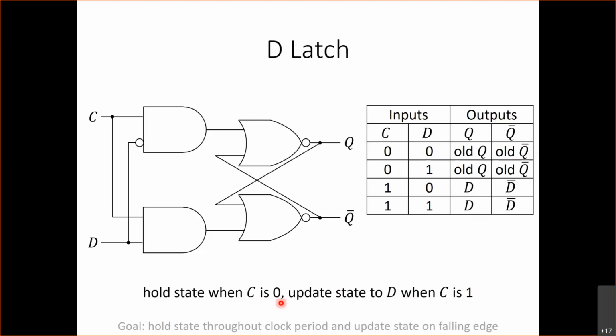Now, is this exactly what we're looking for? It's a step closer, but it's not exactly what we're looking for. We're looking for a circuit that will hold its state on the falling edge, so it'll hold its state when we transition from 1 to 0. But what we have now is a circuit that will hold its state when the clock is 1 and update its state when the clock is 0. So let's see how we can build on this circuit to reach the circuit that we eventually want, which is a circuit that will update its state only when we transition from 1 to 0.